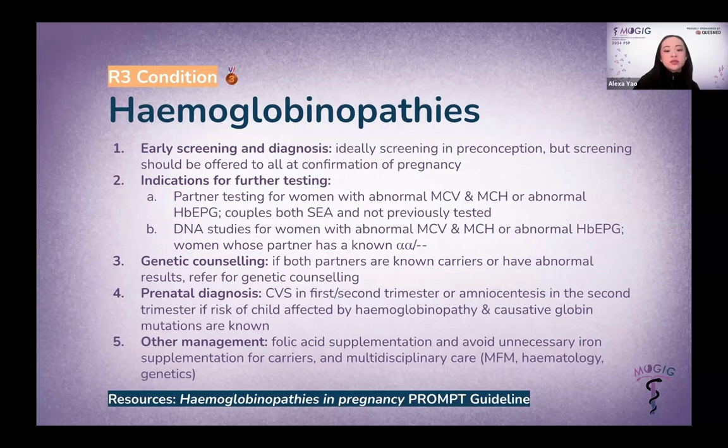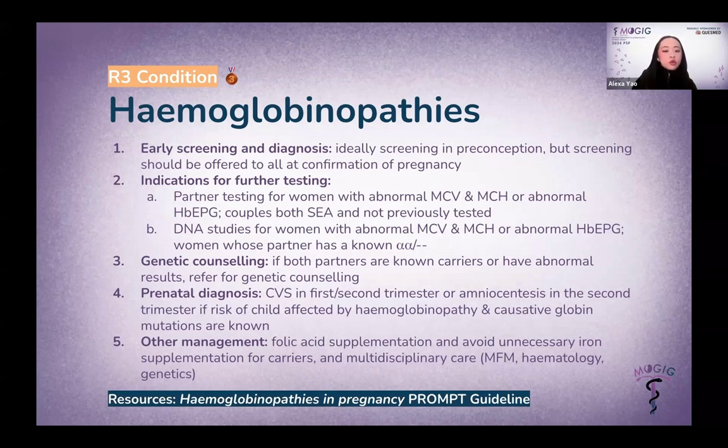There's a very detailed testing algorithm available in the prompt guidelines on haemoglobinopathy screening, but in summary, partner testing should be done when there's an abnormal MCV and MCH or an abnormal hemoglobin electrophoresis result. If both in the couple are Southeast Asian and haven't previously been tested, then partner screening should also be offered. Further testing through DNA studies should also be done when there are those abnormal results in MCV, MCH, or electrophoresis, or when the partner has a known 2-gene deletion for alpha thalassemia.